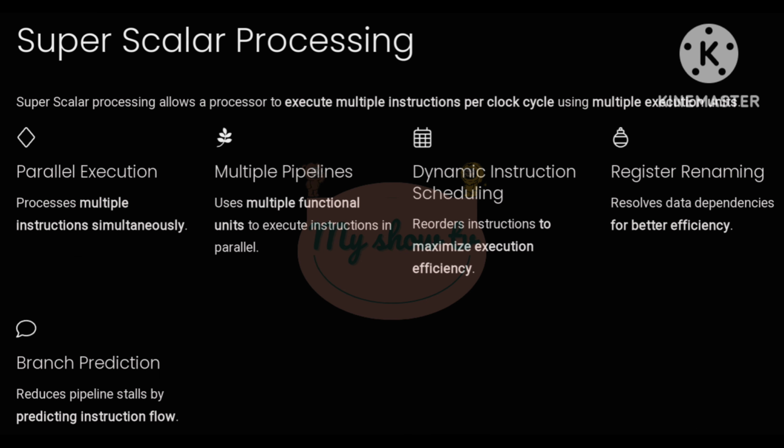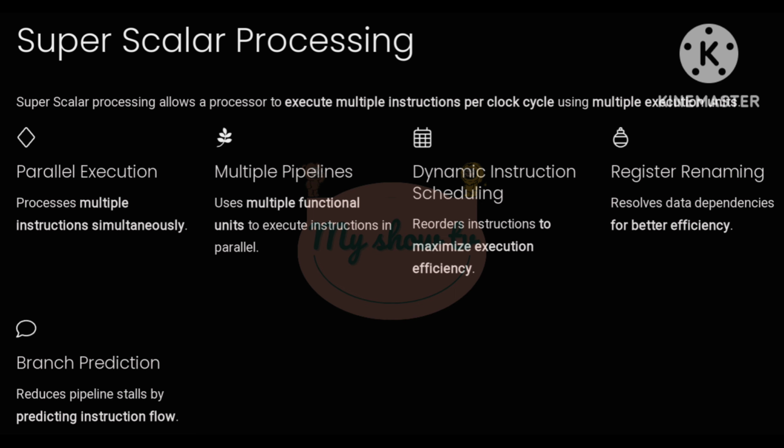Slide 5. Superscalar processing. In modern computing, simply increasing clock speed is not enough to improve processor performance. Instead, superscalar processing allows a processor to execute multiple instructions in a single clock cycle by using multiple execution units. This significantly boosts speed and efficiency, making it ideal for multi-threaded applications like AI, gaming, and cloud computing.